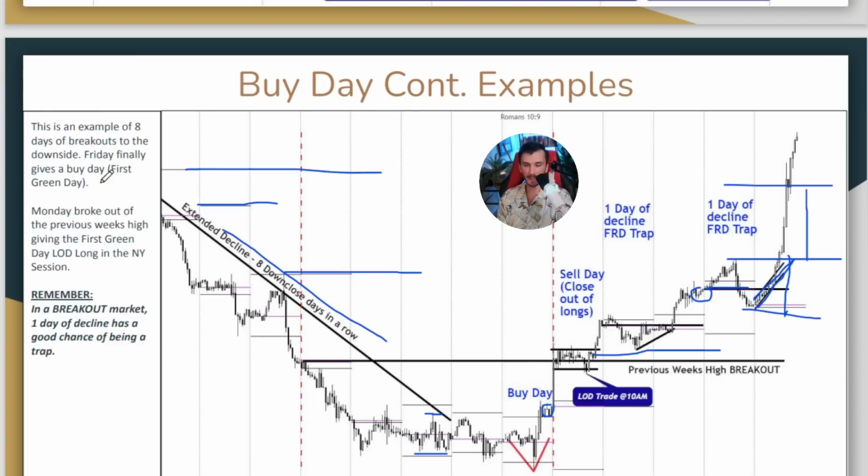Finally, Friday gives a buy day, that buy day being peak formation low, close above the open, as well as being a breakout day, which is good. It means that there was a higher high. Monday broke out of the previous week's high, giving the first green day, low of day long in the New York session. So this is the day after we got our first green day. We also broke out of the previous week's high and traded back down into that at the low of the day for the continuation. Good stuff.